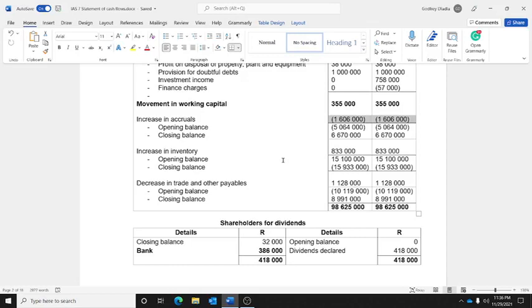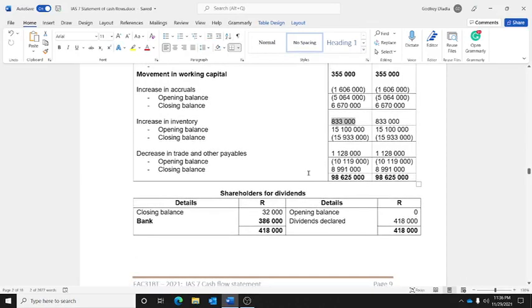So you've got an additional 833 that you've bought in terms of the inventory. This is the 833 that you've bought in terms of the inventory. So this represents an inflow. Right. So now 833, that is the difference.